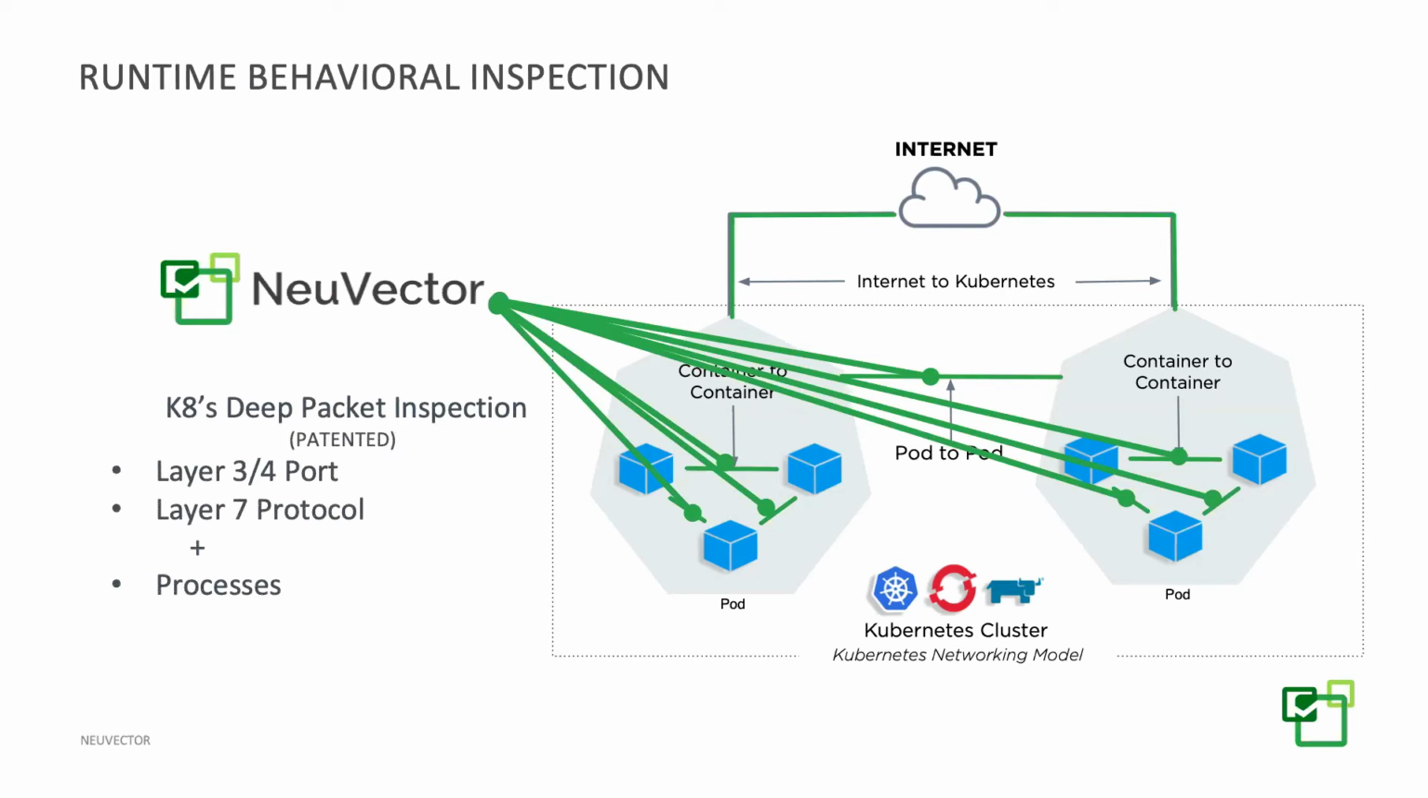As I mentioned, it's deep packet inspection. So we're really looking into the payload and all of the protocol information. It's not just layer 3, layer 4, although if you want to create a layer 3, layer 4 IP address and port rule, you can in NeuVector. But we're really combining the network security with the process and file activity.